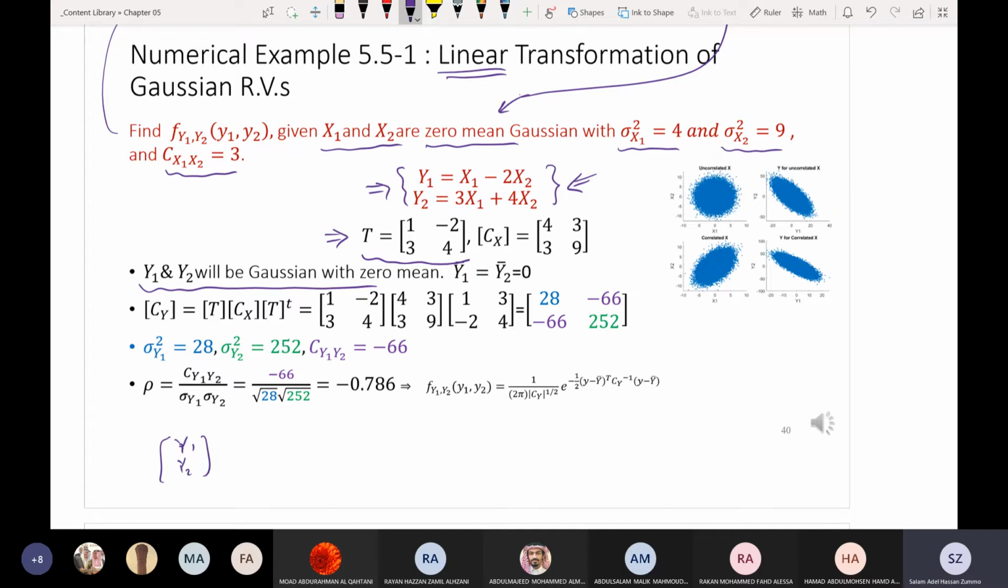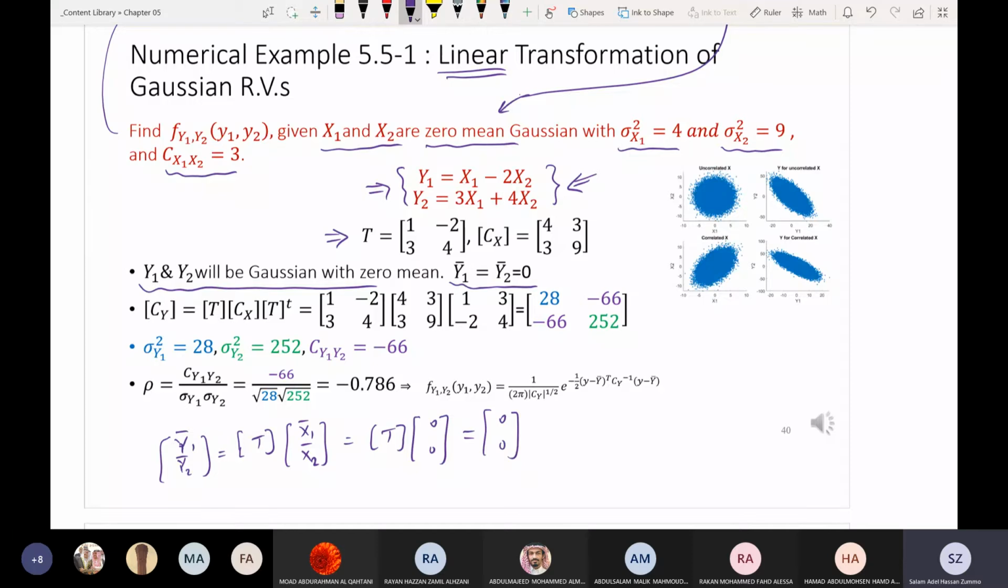Now I know that the mean of the vector y will be equal to what, guys? It will be equal to the transformation matrix multiplied by the means of x. What is the mean of x here? 0. Zeros. So what do I get as the mean of y? 0. Zeros, yes, exactly. So basically, the mean of y1 equals the mean of y2 equals 0.